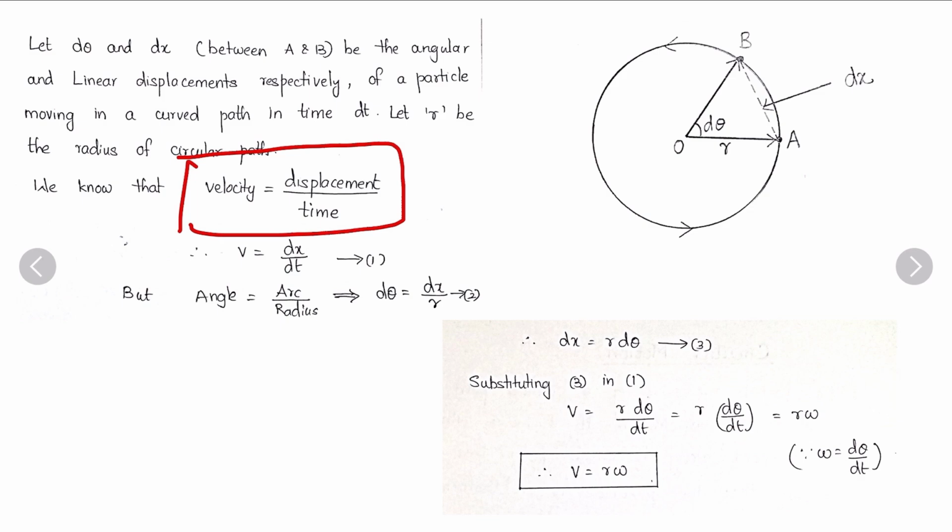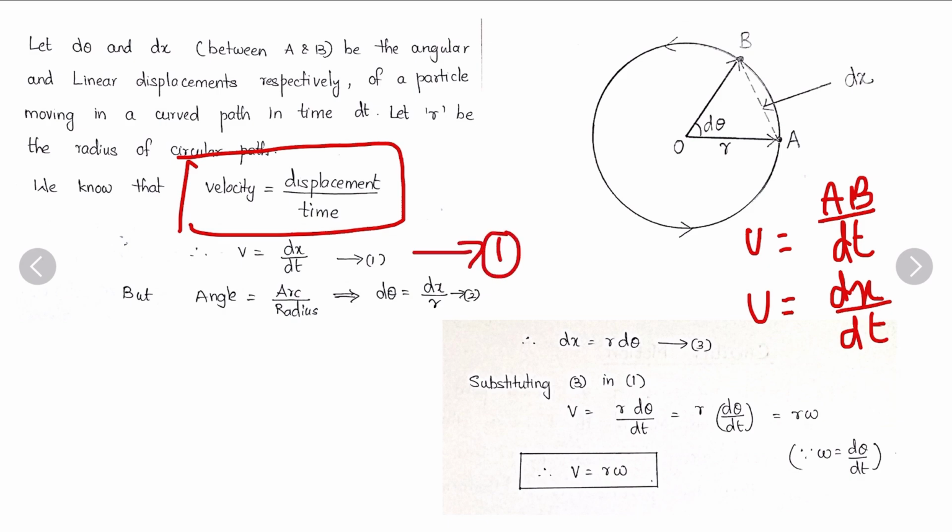Therefore, V is equal to displacement, from A to B, in a time dt. Therefore, V is equal to dx by dt. That is what we have written here, which is equation number 1.